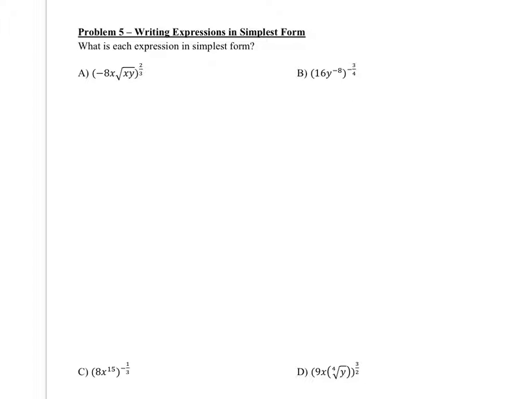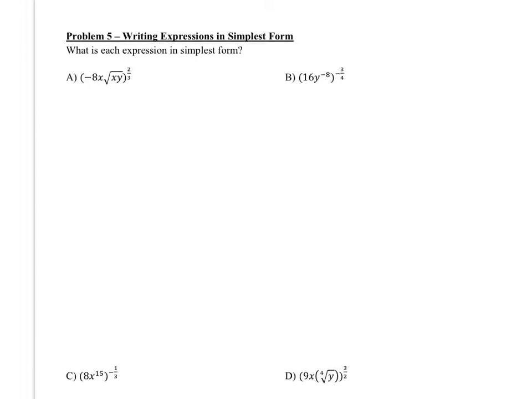So right away when I'm looking at this, I'm going to rewrite my inside. So I'm going to write negative 8, that's the same thing as negative 2 cubed. And then I have my x value, that's to the 1st power. This will give me x, y to the 1/2 power. And then this whole expression is raised to the 2/3 power. So we want to see how this simplifies.